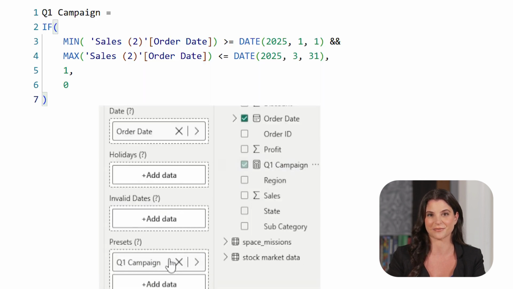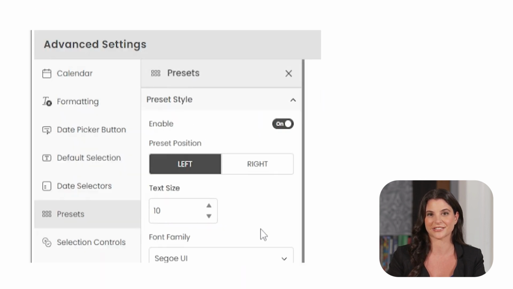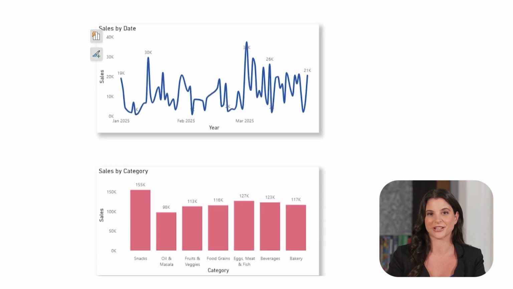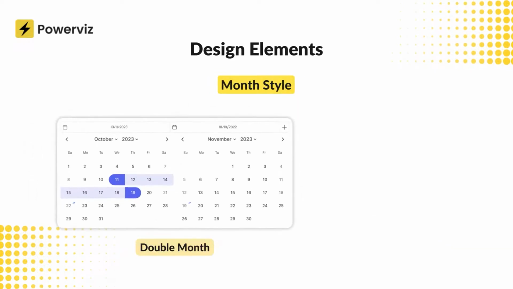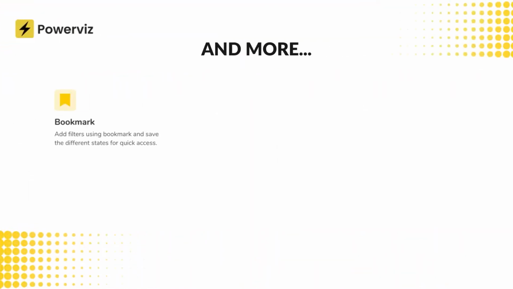By adding this DAX measure to the Date Picker's preset settings, you can select your campaign period with one click. This is perfect for recurring events or fiscal calendars not covered by default presets.